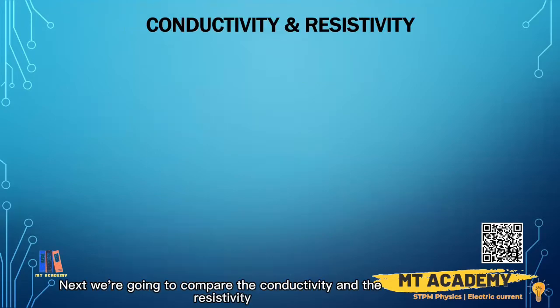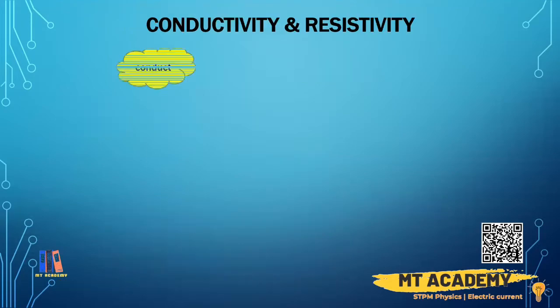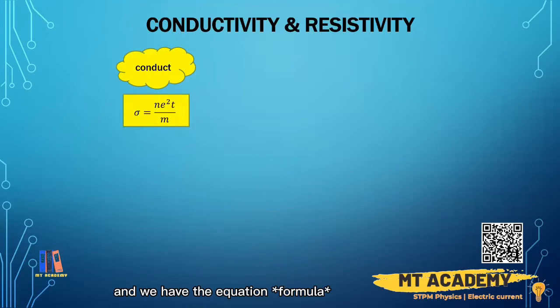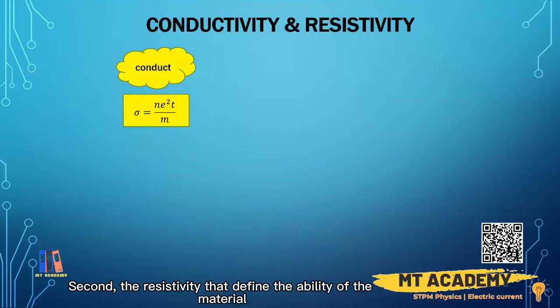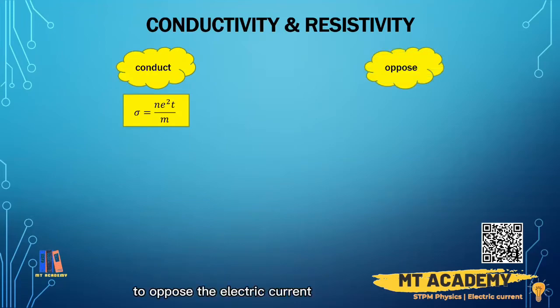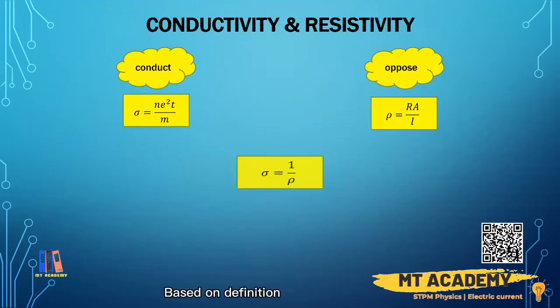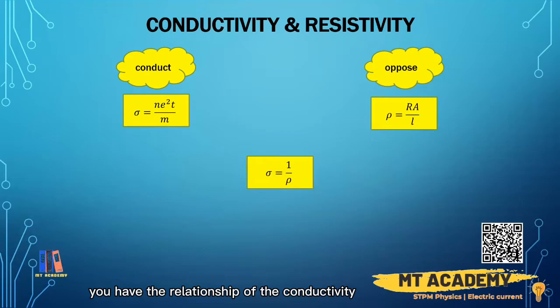Next, we're going to compare the conductivity and the resistivity, where the conductivity refers to the ability of the material to conduct electric current. And we have the equation sigma equal to ne squared τ over m. Second is the resistivity, defined as the ability of the material to oppose the electric current. And we have learned the formula of the resistivity equal to RA over the length of the conductor. So based on the definitions, we have the relationship that the conductivity is the reciprocal of the resistivity.